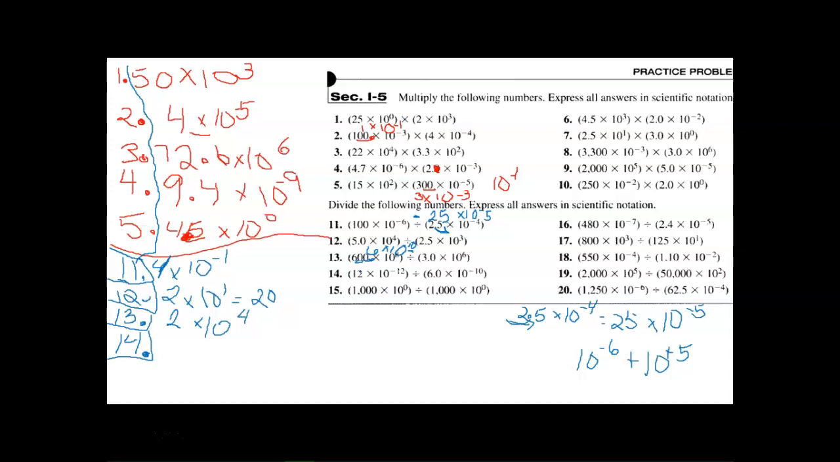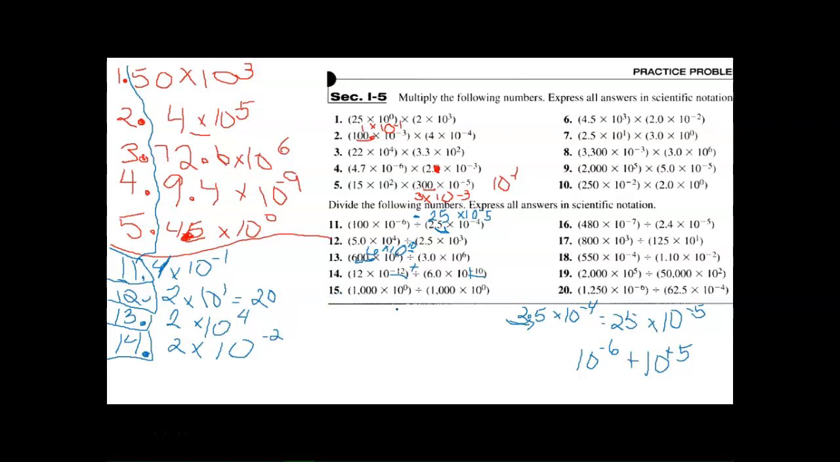All right, so we have 12 times 10 to the negative 12 divided by 6 times 10 to the negative 10. Pretty easy for this one. So all I would need to do is 12 divided by 6, which is 2. What I gotta be careful of is the fact that I have a negative 12 and a negative 10, which means I'm subtracting a negative here. So negative 12 minus negative 10, what you have to do is add positive 10, so you end up with 10 to the negative 2.